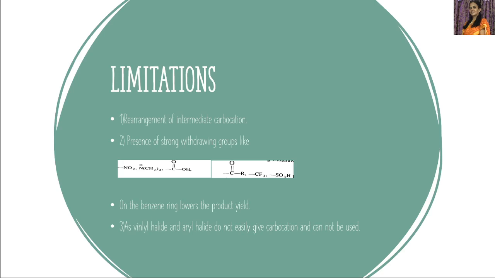And the next one, we can see here, is vinyl halide and aryl halide. They do not easily give carbocations and cannot be used. Only alkyl halides can be used in this alkylation reaction, Friedel-Crafts alkylation. Instead of alkyl halide, if we use aryl halide or vinyl halide, they generally do not produce carbocations easily. Because of that reason, they cannot be used in this reaction. This is one more limitation.